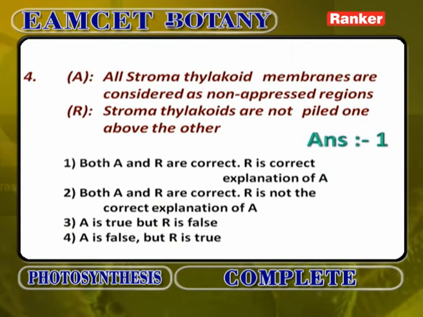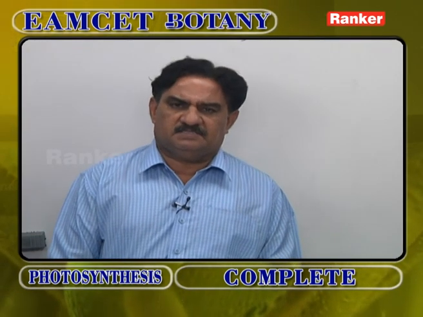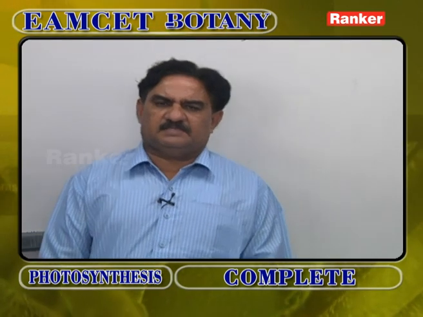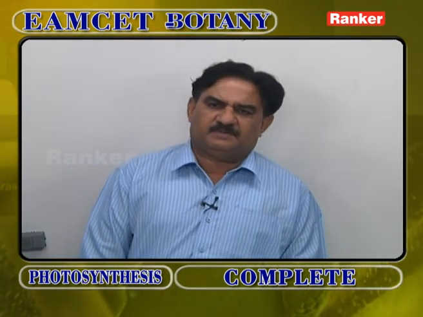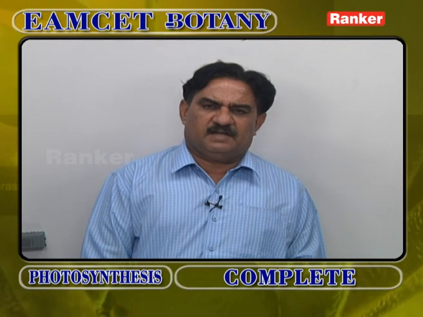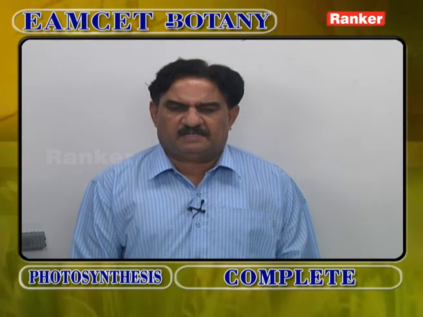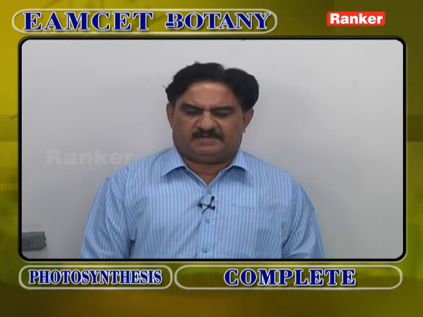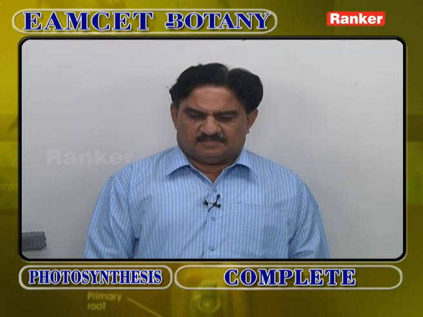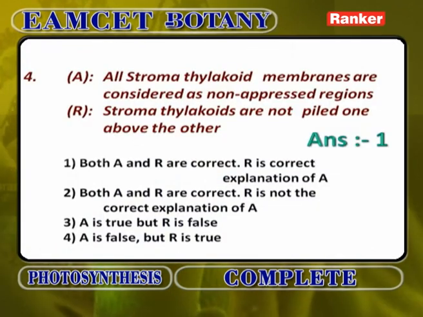Next, all stroma thylakoid membranes are considered as non-appressed regions. All stroma thylakoid membranes are exposed to stroma matrix. Any portion of stroma thylakoid, ends of grana, margins of grana, if they are exposed to stroma matrix, they are called non-appressed regions. The portions of grana which are present as a stack of plate-like structures not exposed to stroma matrix are called appressed regions. So, all stroma thylakoid membranes are considered as non-appressed regions is correct.